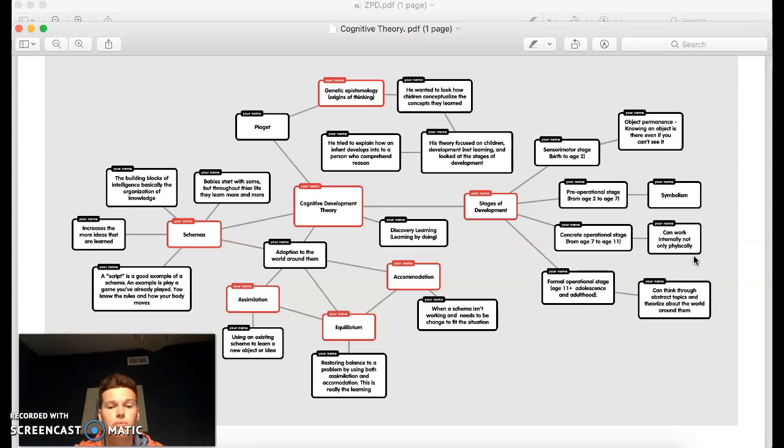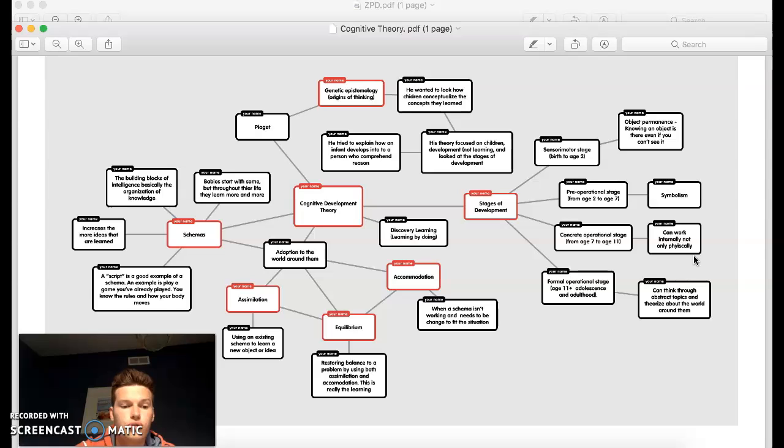physically. So before age 7, let's say you're doing a math problem like 1 plus 1, you would need to actually do it on the paper to help and write it down. But now, in this stage, you're able to go 1 plus 1 equals 2 just off the top of your head. And that is the new skill you've learned.